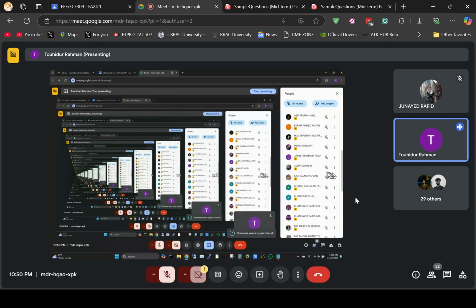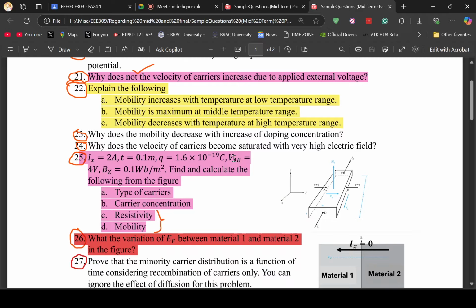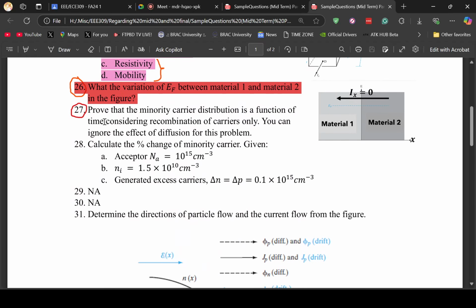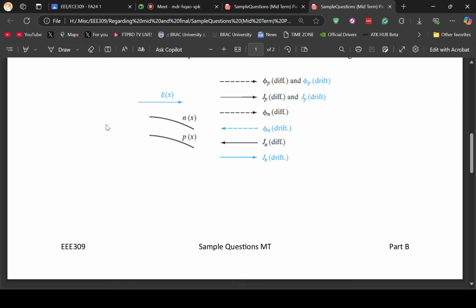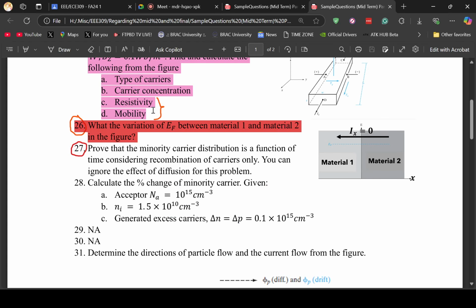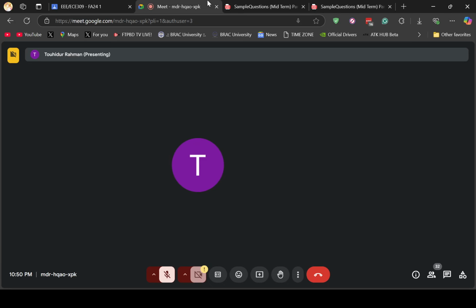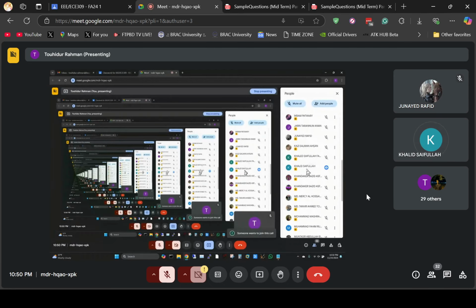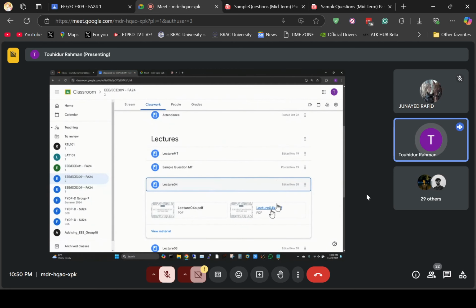Any other question from Zunaid Rafi? Kaji Salman Ahsan. No, sir. Khaled Saifullah. No, sir. And another one is Khalid Saifullah. Khandakar Sajid. No, sir. Okay, 32. Let's go to 32.